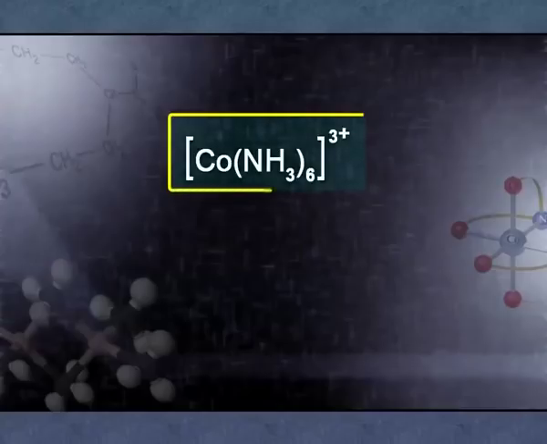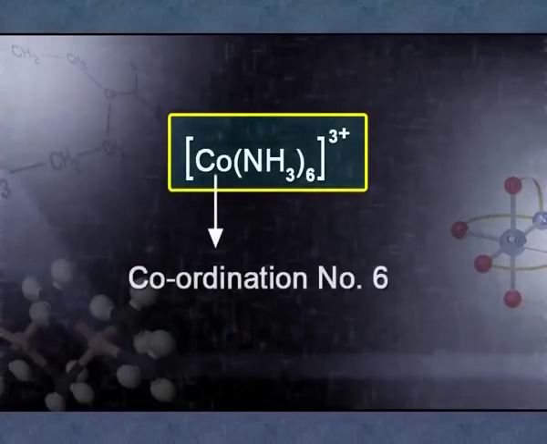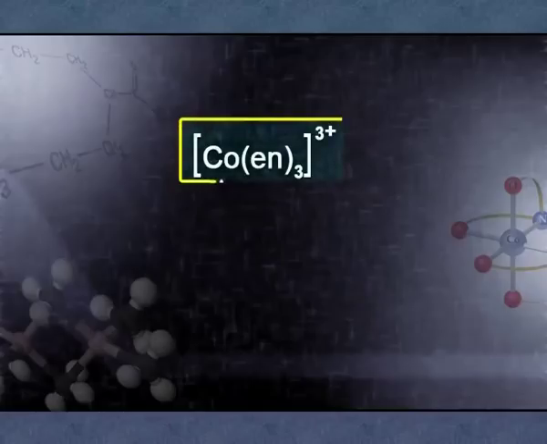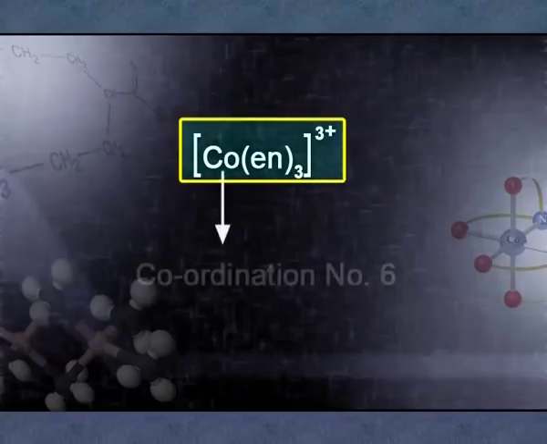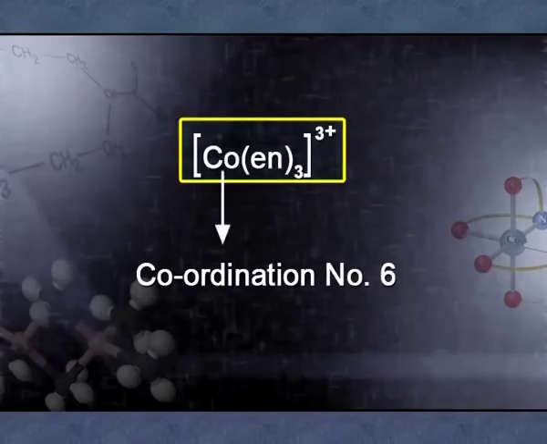You can easily calculate. For example, you take the [Co(NH3)6]3+ ion. Here you can simply say that there are 6 ammonia around the cobalt. So therefore, the coordination number will be 6. Similarly, you take another example, [Co(en)3]3+. Here the number of ligands is 3, but the coordination number will be 6, because 1 ethylenediamine molecule is attached to the metal ion at 2 places. So therefore, 2 into 3, the coordination number will be 6.